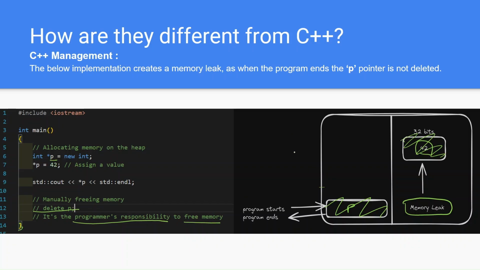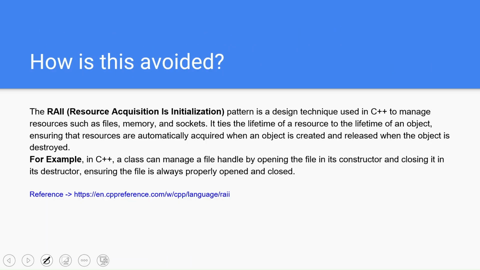So is it an issue to manually manage C++ memory? We can answer that using the RAII method. Alright, so what is RAII? RAII is resource acquisition is initialization. So it is just a pattern or a standardized way in how you can manage resources such as files, memory, and sockets. So consider an example.